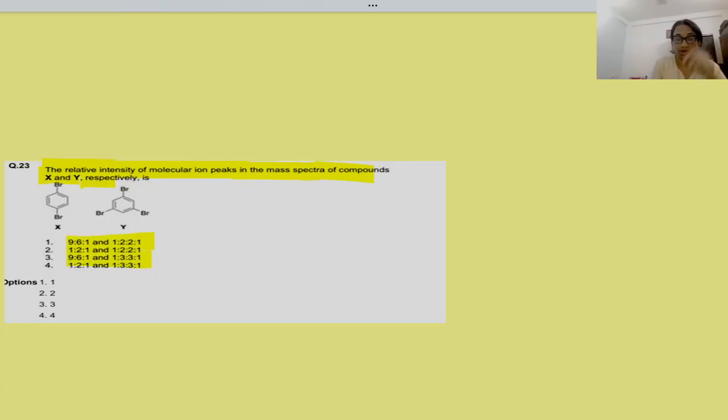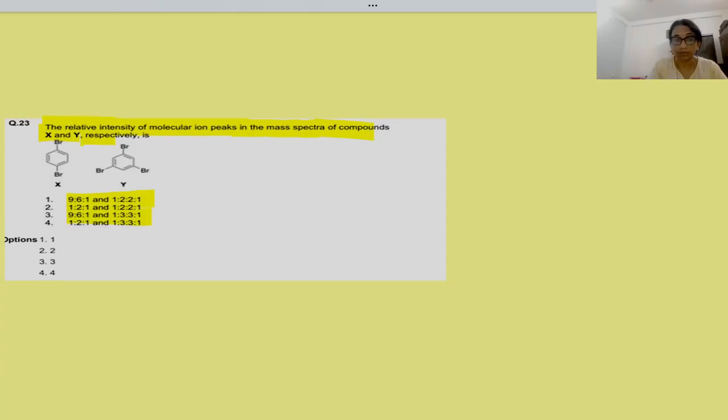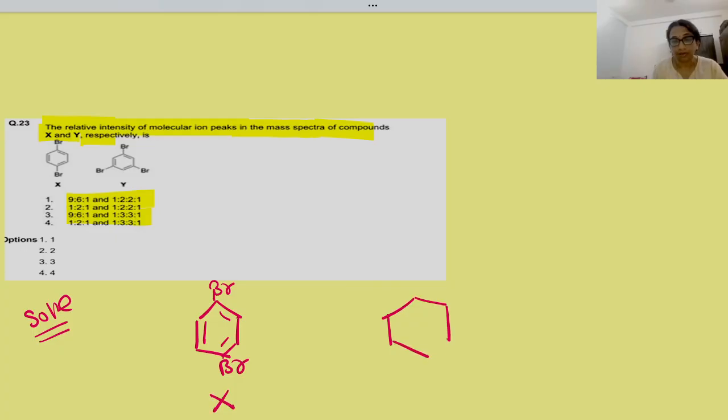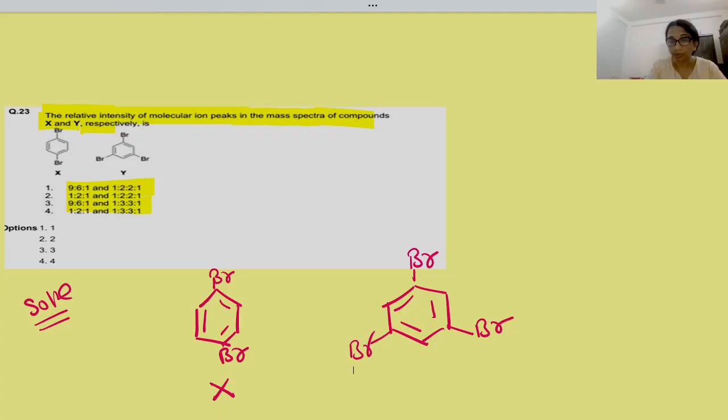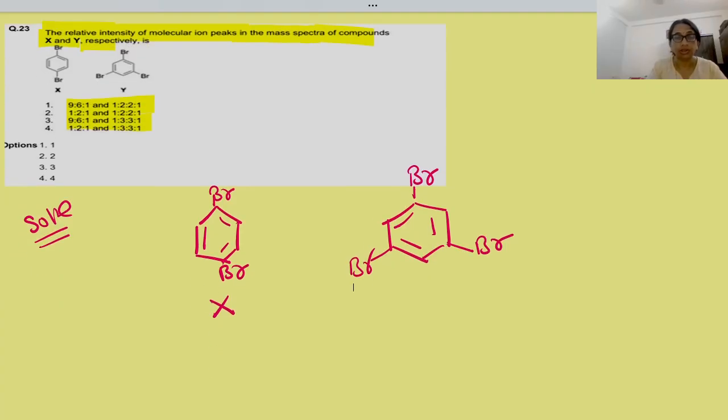Now start the solution on the basis of the concept of mass spectroscopy. Two compounds are given. Number one is compound X, which is a dibromobenzene. The second one, Y, has three bromines attached to the benzene ring at the ortho, meta and para positions.